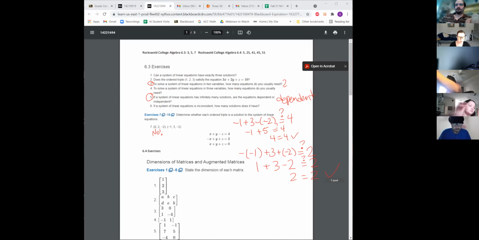All right, let's try the third one. So we have -1 plus 3 plus -2, and then does that equal 0? That's our question here. So let me know what you get on the left. Yeah, it's 0. Okay, 0 = 0, check. So this is the one that actually worked, because it worked for all 3.